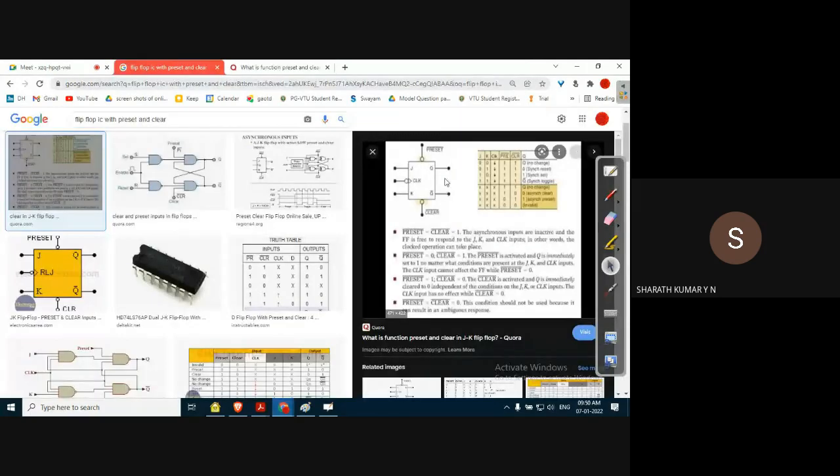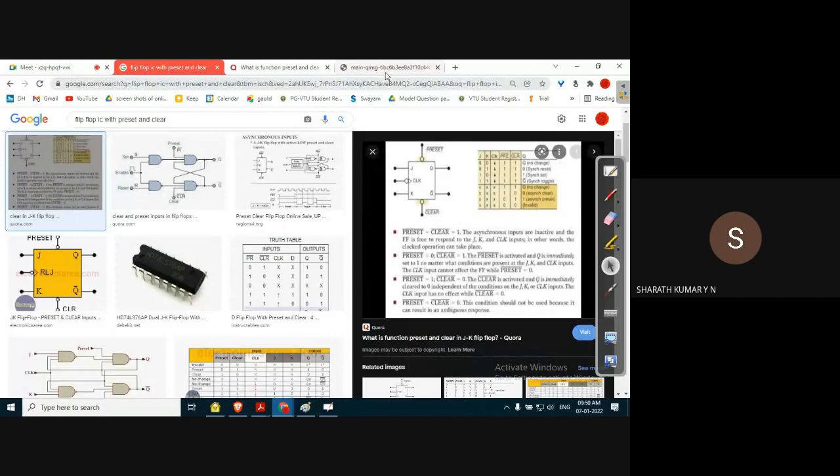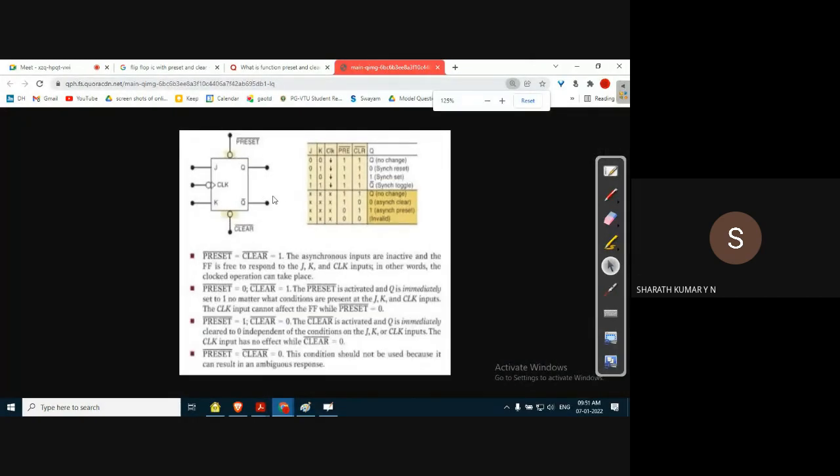Hold on. Let me open it. Okay, open image in new tab. Can you see this, guys? I think this is slightly blurred. Okay. In this case, what kind of flip flop is it, guys? Basically, it is a JK flip flop.